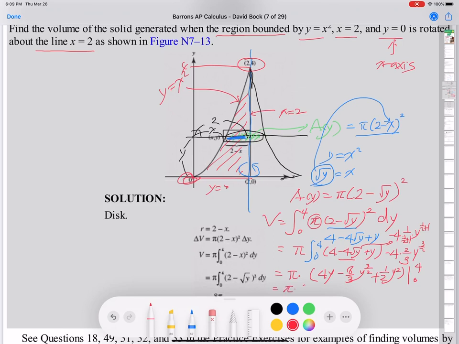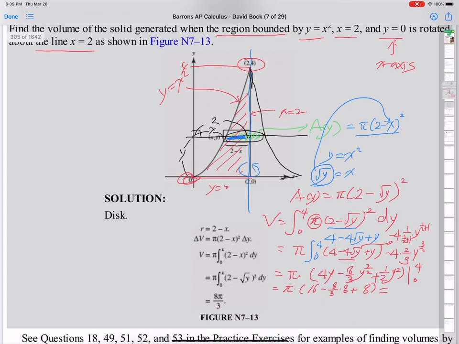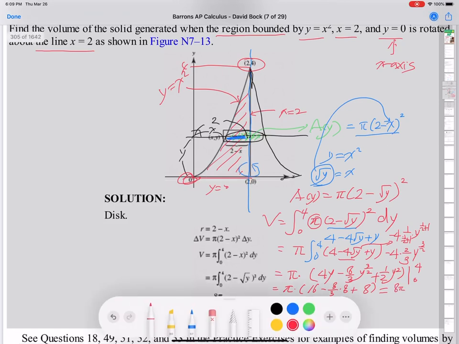Pi times (4 times 4 is 16, minus 8/3 times 4 to the 3/2 power, right? 4 is 2 squared, so that is 8, plus 8). Okay, if you calculate that, it is 8 pi over 3. This is the final answer.